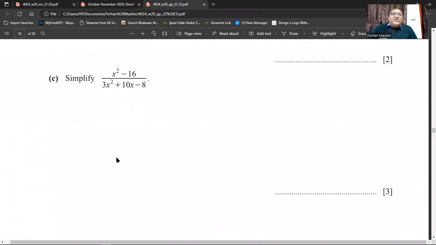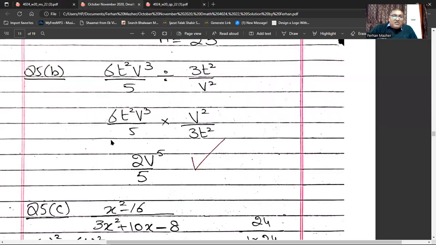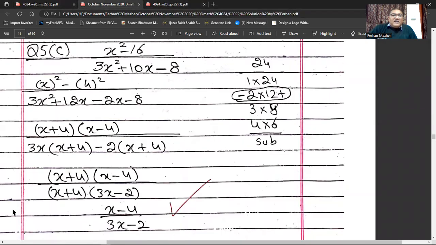Okay, so we are going to the C part. It says simplify x square minus 16 divided by 3x square plus 10x minus 8. So we have x square minus 16 divided by 3x square plus 10x minus 8. These are two perfect squares and we have a negative between them. So it is x square minus 4 square divided by. I will multiply the extreme terms in the denominator. So I will get 24. I will write the factors of 24. I'm going to use midterm breaking.